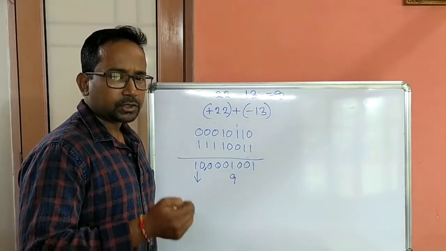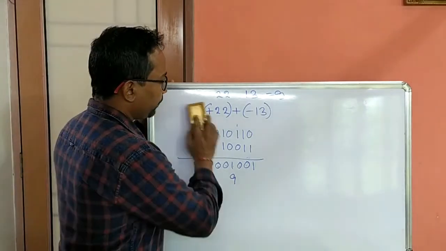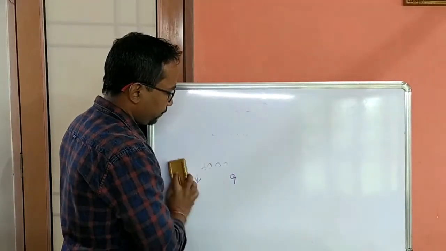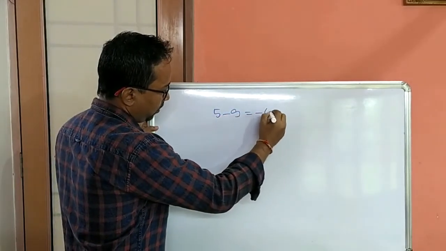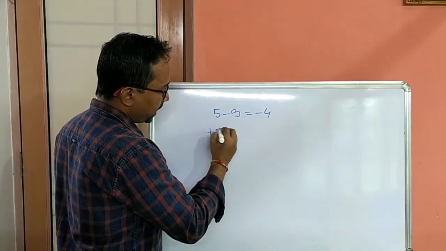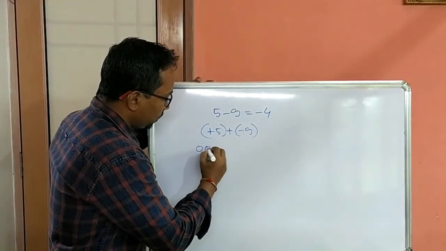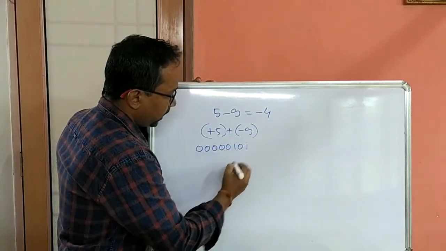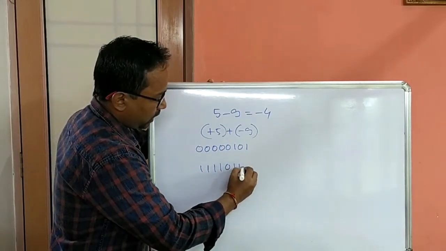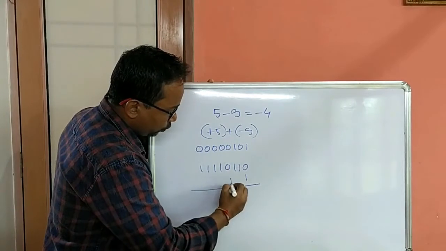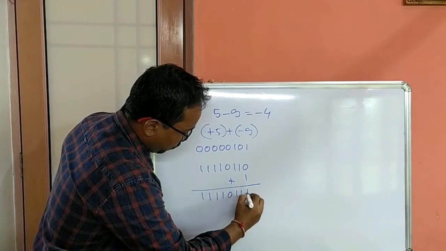Okay. Now let us do the second subtraction which we solved in the 1's complement method. 5 minus 9 equals minus 4. So this will be interpreted as plus 5 plus minus 9. Plus 5's binary equivalent is 0, 0, 0, 0, 0, 1, 0, 1. And the 1's complement of 9 is 1, 1, 1, 1, 0, 1, 1, 0. Then you add 1 to get the 2's complement of 9. So here 1, 1, 1, 1, 0, 1, 1, 1.